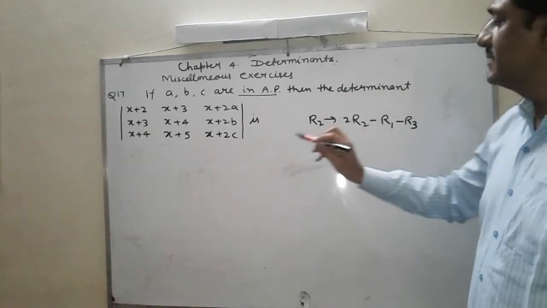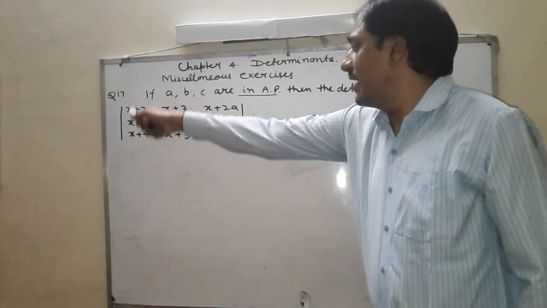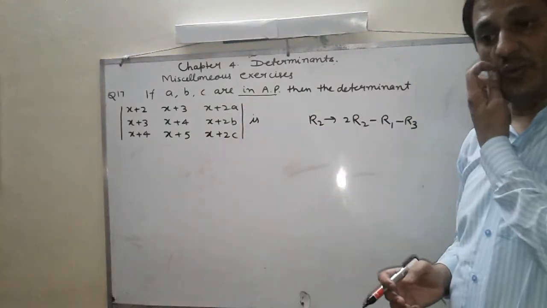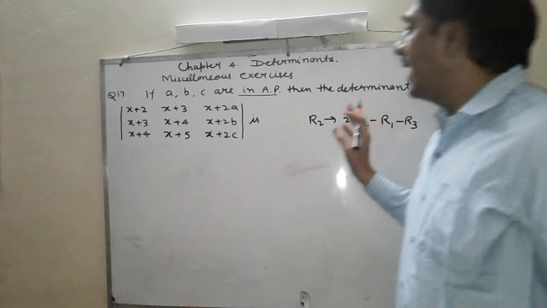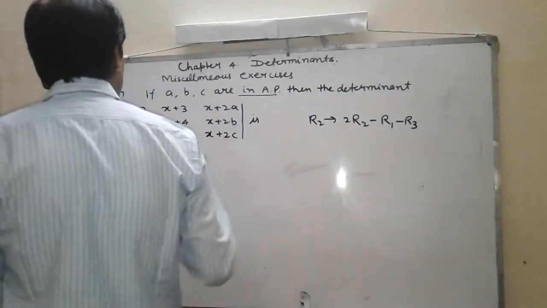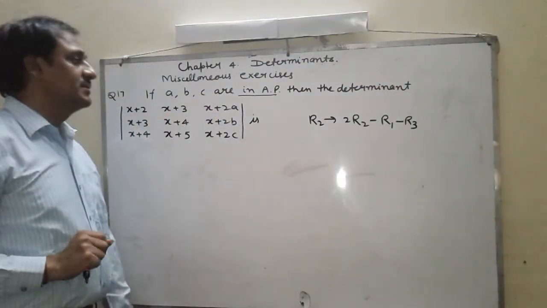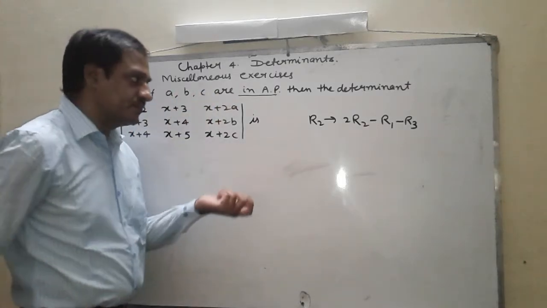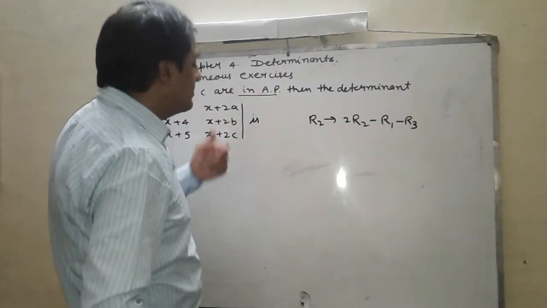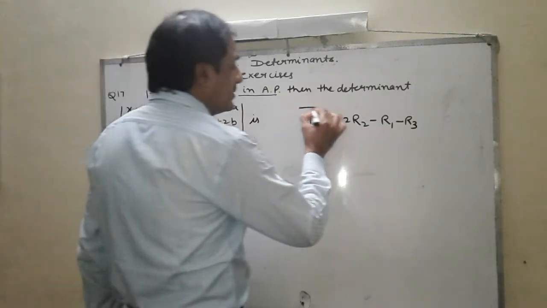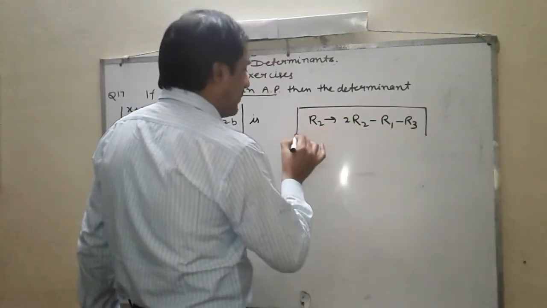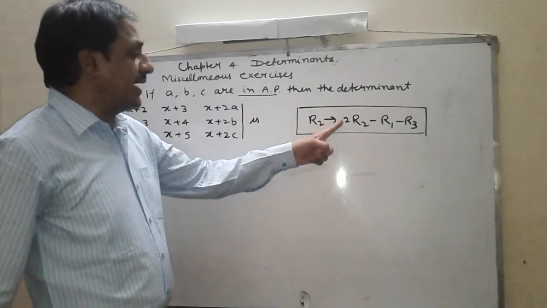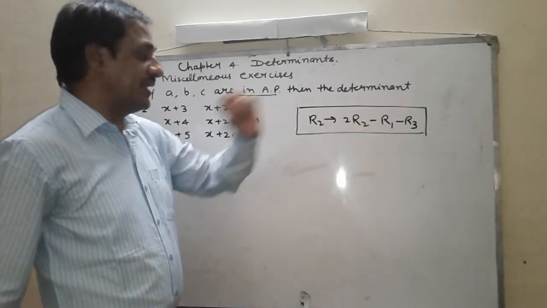Then the value of this determinant, x plus 2, is equal to what? Here I am going to find the value of this determinant by using that A, B, C are in AP. Here I am using this property: R2 tends to 2 times R2 minus R1 minus R3.